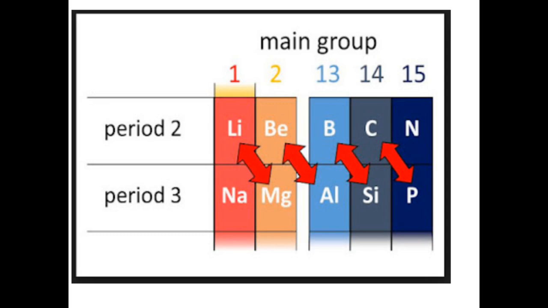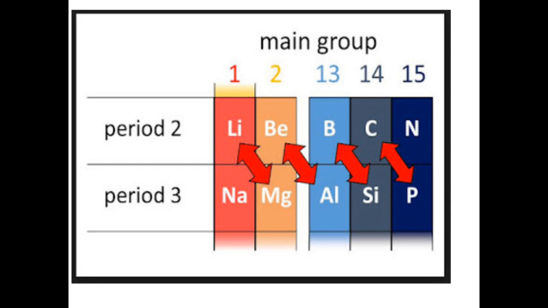Now quickly we will look at the similarities between period 2 and period 3. If you check period 2 and period 3, there is a relationship between them. Lithium and magnesium have a very strong relationship. Beryllium and aluminum have a very strong relationship. Boron and silicon the same. Carbon and phosphorus the same. What's this relationship called? It is called diagonal relationship. We have talked about this before.